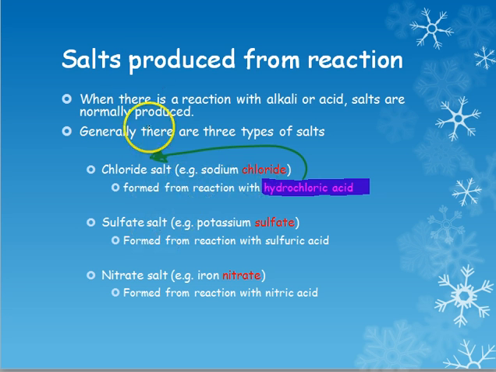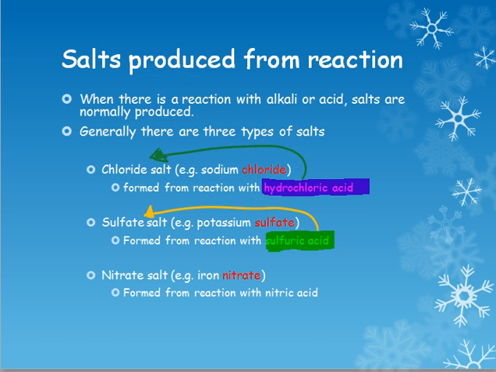Next one, what is the other type of salt? We have the sulfate salt. It's formed when a reaction occurs with sulfuric acid. How do we know whether it's a sulfate salt? You can see the name will end with sulfate. So sulfuric acid produces a sulfate salt.